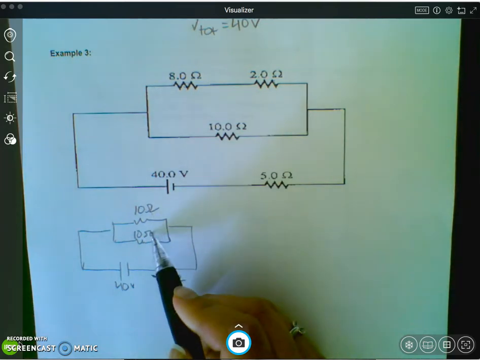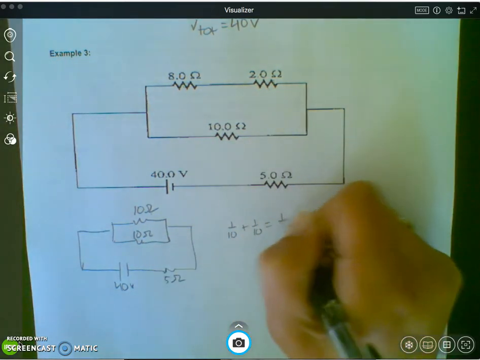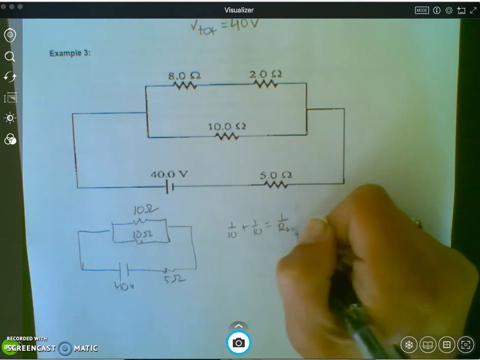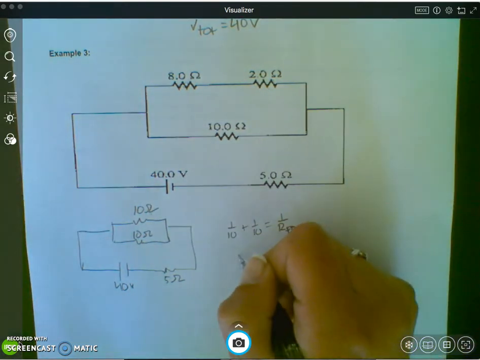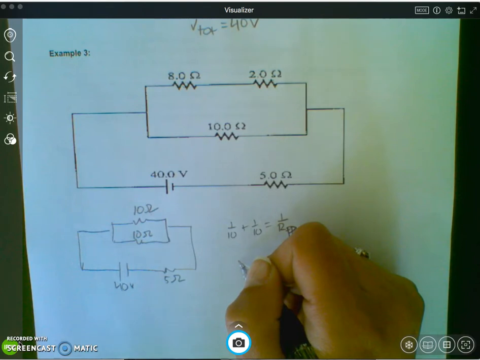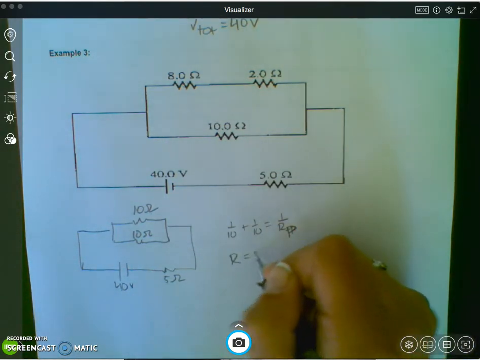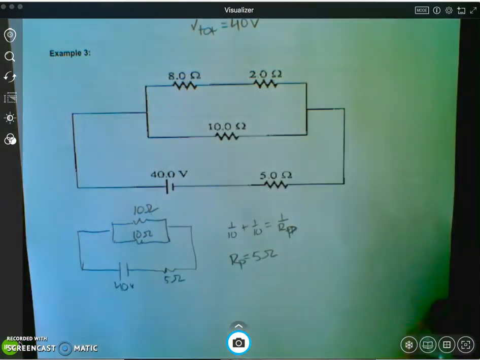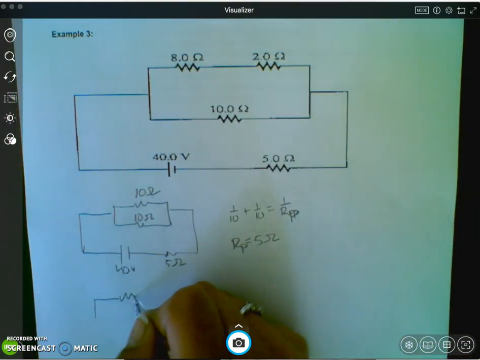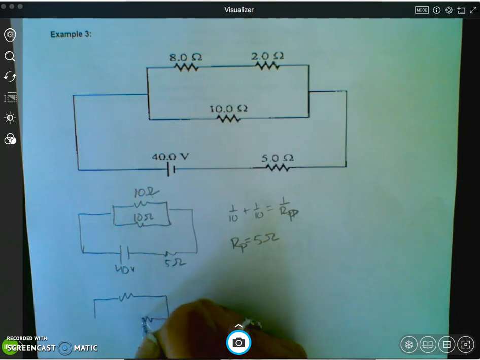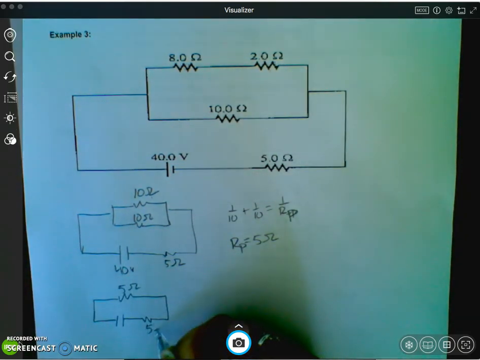Now these are in parallel, so we'll combine them as 1 over 10 plus 1 over 10 equals 1 over the R total for the parallels, or just put P, whatever you want to do. Okay, the total there would be 1 over 10 plus 1 over 10, and so when you get the R there, it would be 5 ohms. Okay, so our circuit ends up looking something like this, where this is 5 ohms and this is 5 ohms.